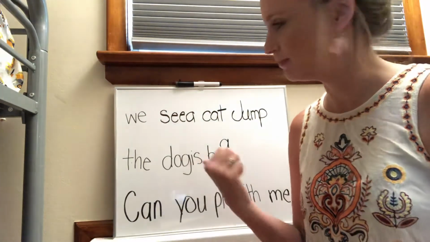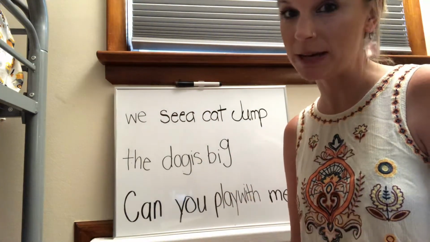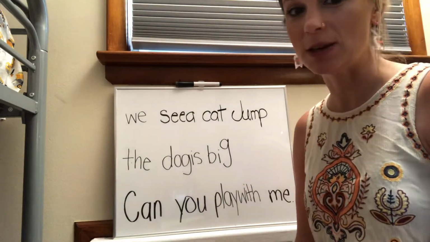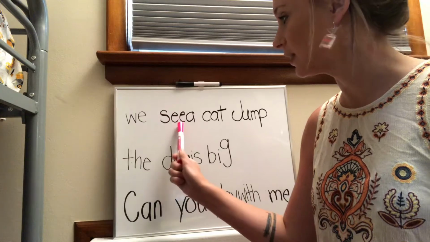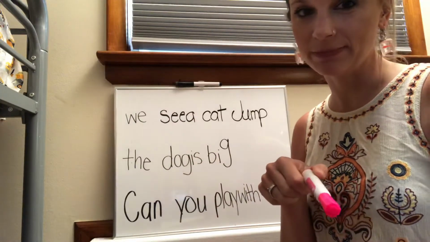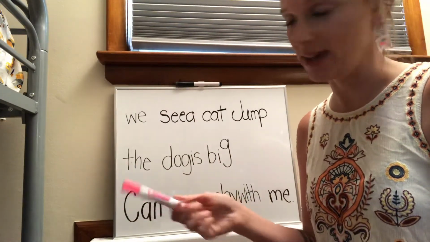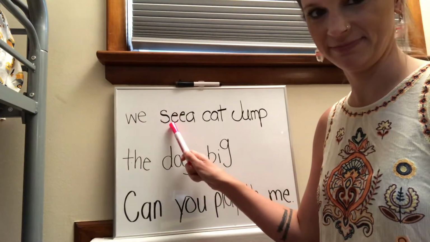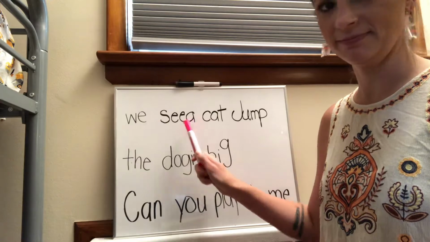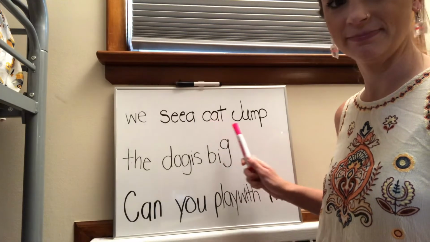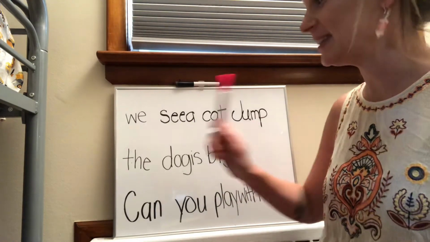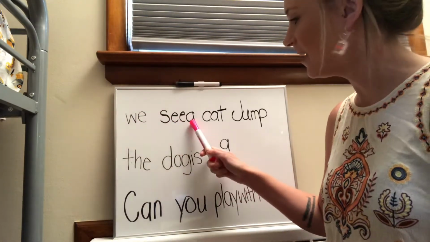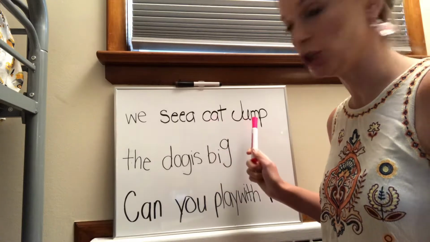Okay, so I gave you some silly sentences over here. They're a little mixed up, and I'm hoping that you can help me fix them. So let's read them together. I'm going to point under each word, and I want you to read it, and then I'll go back and read it myself. Okay, so here we go. All right, it says, we see a cat jump.